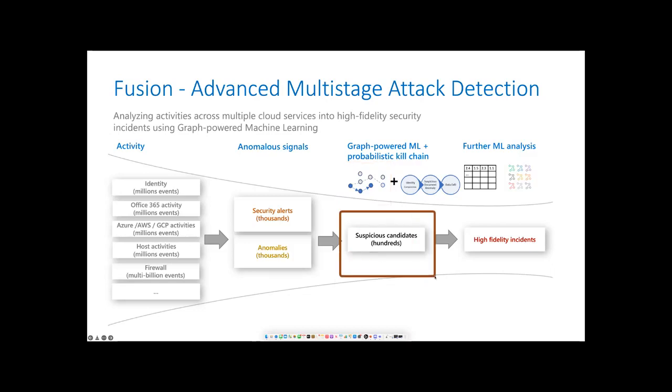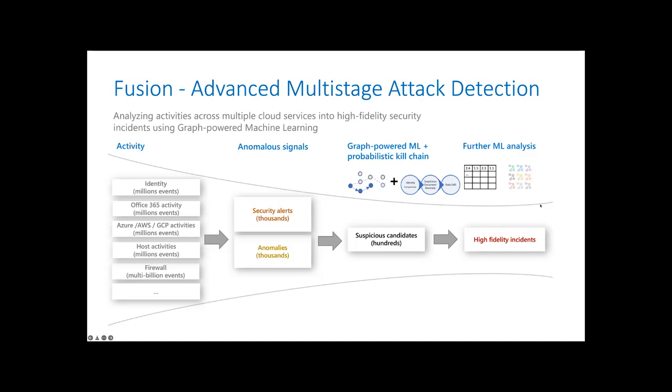So those candidates, those leads, by adding another layer of scoring and also machine learning analysis, that is where we are able to turn those low fidelity or low and informational anomalies into high fidelity incidents. The reason why this is so critical is because, again, we are increasing the catch rate.